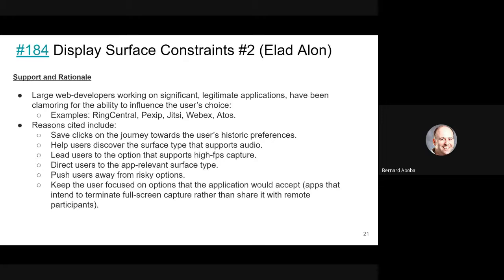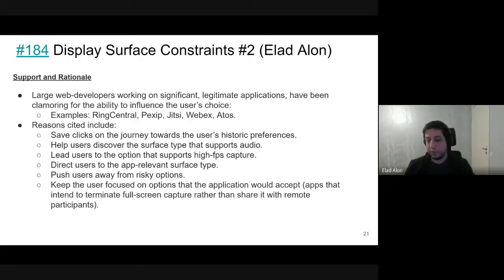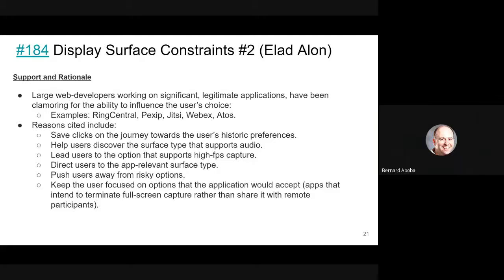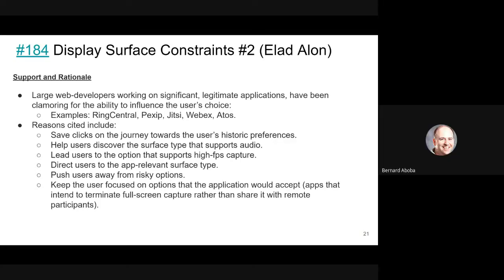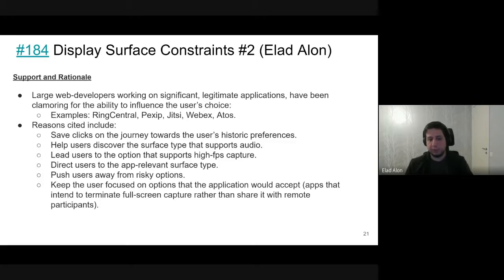Okay. How about when you say save clicks on the journey towards the user's historic preferences? That would be somehow being able to capture what they clicked when they start looking at the different display surfaces. No, currently the application knows exactly what type of display surface the user chose, right? Maybe I misunderstood, so I hope that my answer will be relevant. Currently, without any changes, somebody calls getDisplayMedia, the user chooses something, and the application knows exactly what surface they chose. They don't know what app they chose, like a web window. Yes, and that is all that is being meant here, as far as I know.